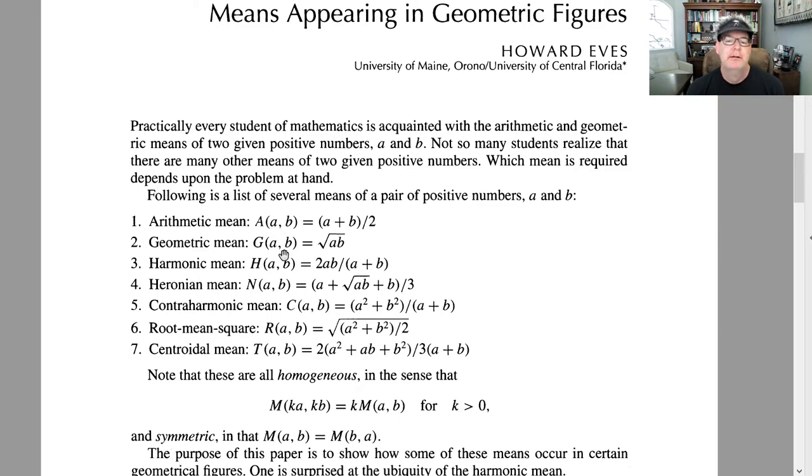Geometric mean, it's the square root of their product. There's these other means, the harmonic mean. There's some other means we don't use too frequently. The root mean square is somewhat useful as well.